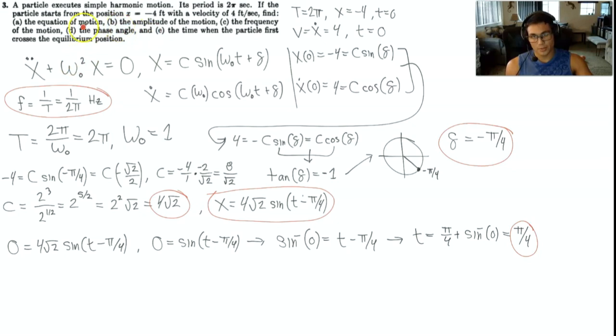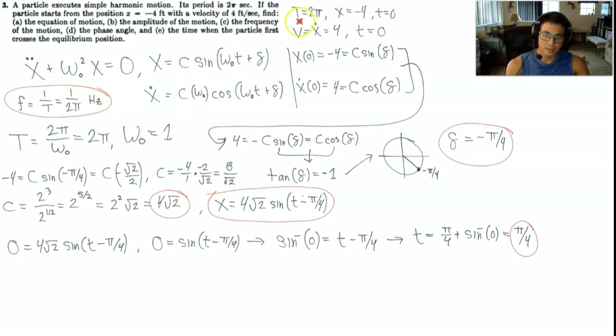So this question wants us to find the equation of motion, amplitude, frequency, phase angle, and the time of the particle when it crosses the equilibrium. So the key of this whole question is read this part right here. It says simple harmonic motion. And this is the equation for simple harmonic motion. And then you know that this is your well-known solution. Like these are just two well-known facts. The textbook will give you this solution because simple harmonic motion is just a very well-known thing. So you have this very well-known solution to this very well-known differential equation.